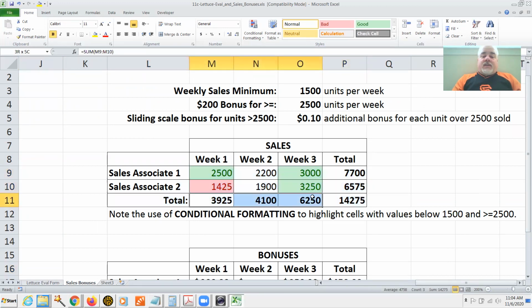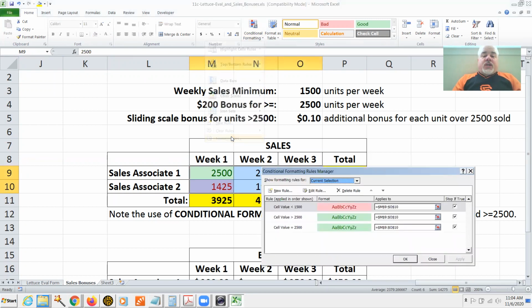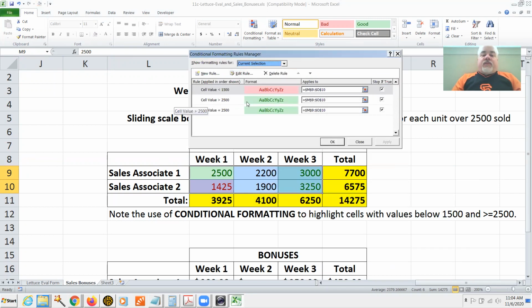This table is exactly the same with one slight difference. I have conditional formatting that flags red anything below the 1,500 minimum. That's the same. But I also have a second layer of conditional formatting. If I go conditional formatting, manage rules, I have an extra layer of conditional formatting saying that if the value equals 2,500, I mark it green. And if the cell value is greater than 2,500, I also mark it green.